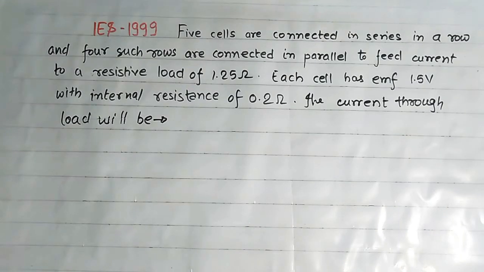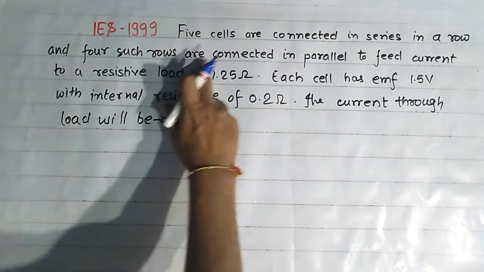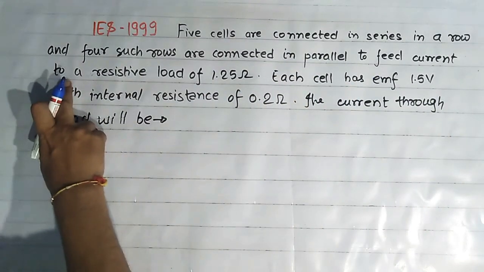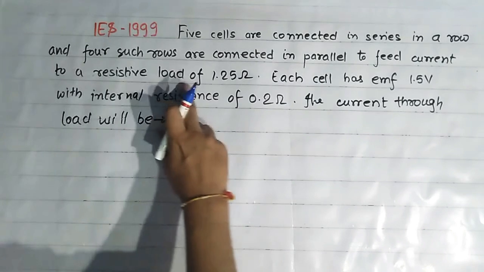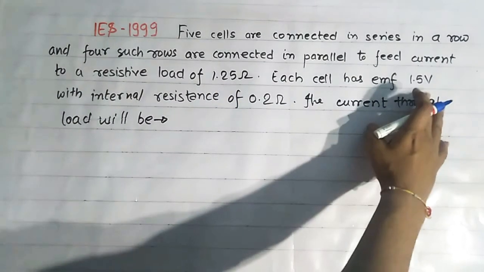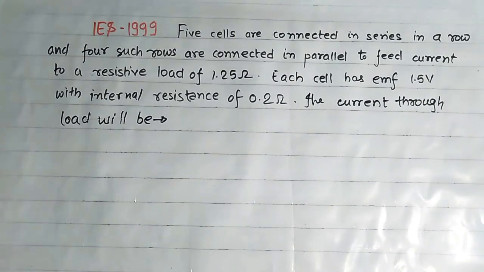Now see this question that has been asked in ES 1999. This question says that 5 cells are connected in series in a row and 4 such rows are connected in parallel to feed current to a resistive load of 1.25 ohm. Each cell has EMF 1.5 volt with internal resistance of 0.2 ohm. The current through the load will be. So we have to find the current through the load.